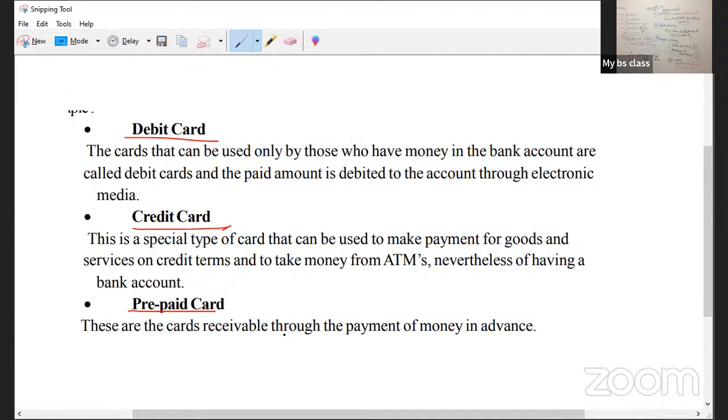Debit card is the card that can be used only by those who have money in a bank account, a savings account. Credit card, it's not required for you to have a savings account, but you will be granted some limit, and then you can purchase goods and services. Plus, to some extent, you can withdraw money from ATMs as well. Prepaid cards are available through payments, for example recharge cards, mobile recharge cards, like mobile dial-up cards. Shall we write the example? Mobile recharge cards.